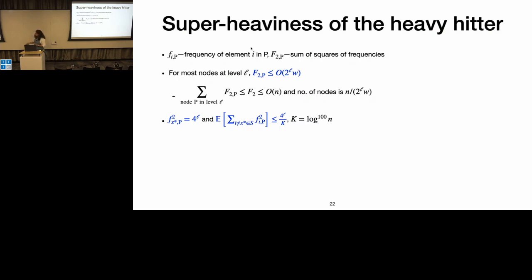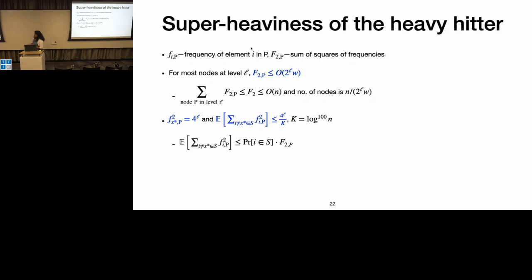What we will show is that the expected frequency square of everything else in the set S, that relevant set, is at most 4 to the L over K, where K was the number of buckets, which was super large, like log to the 100. So this would show that the heavy hitter is really super heavy among this relevant set we are going to be looking into. That helps us detect the heavy hitter efficiently.